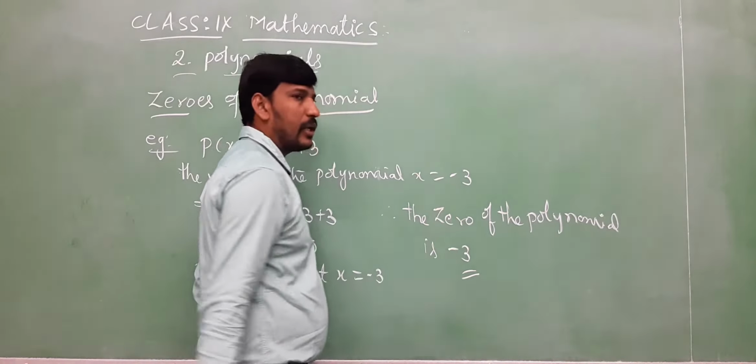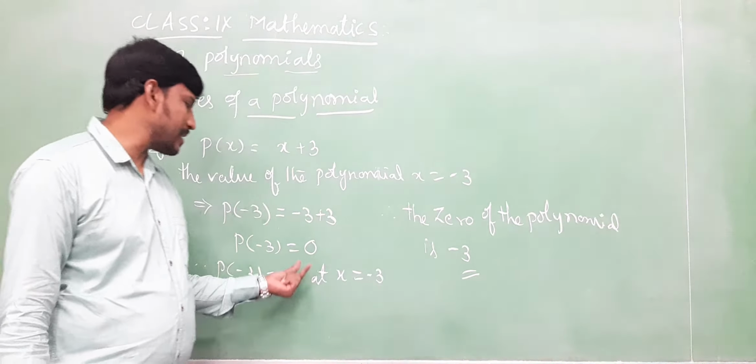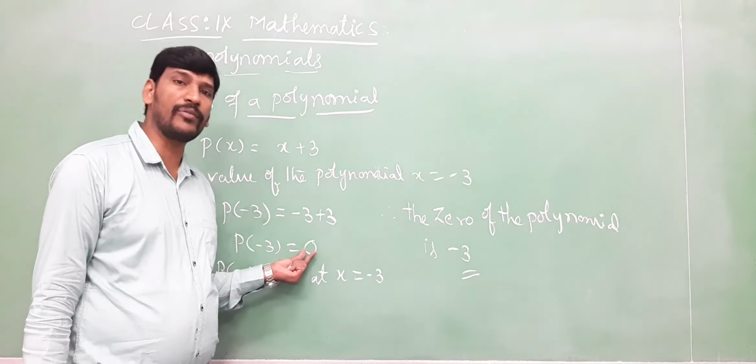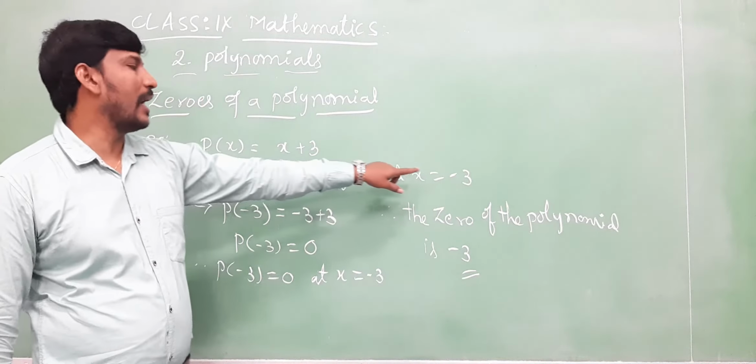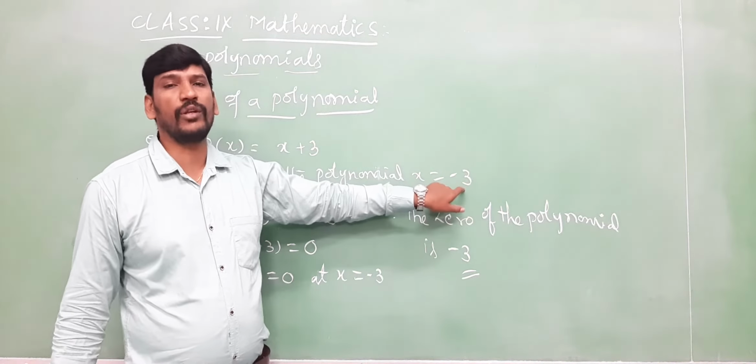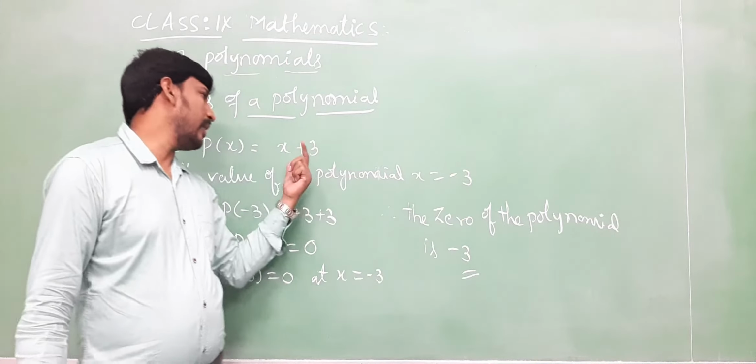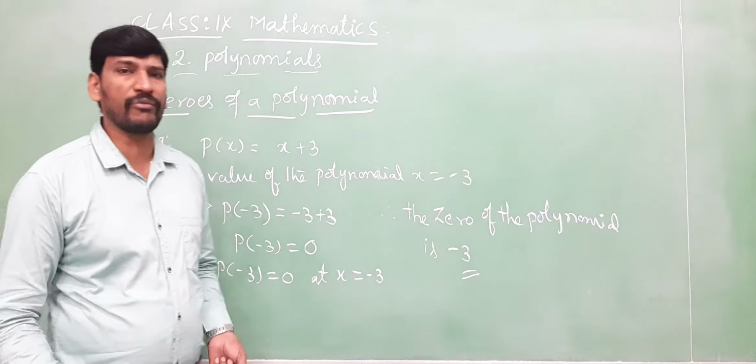So at which value will we get 0? If the value of the polynomial is 0, then that value is a 0 of the polynomial. It is a very simple linear equation, you can find it out easily.